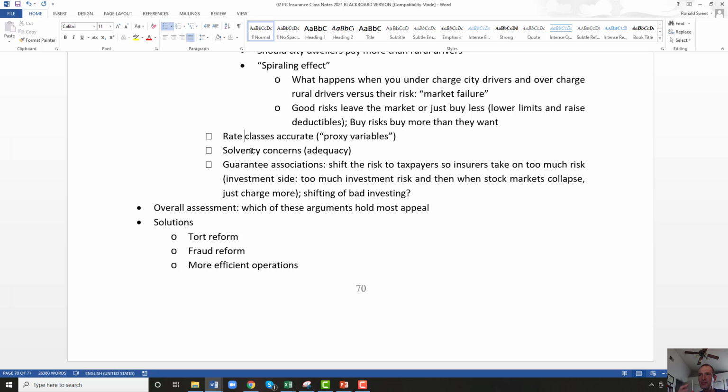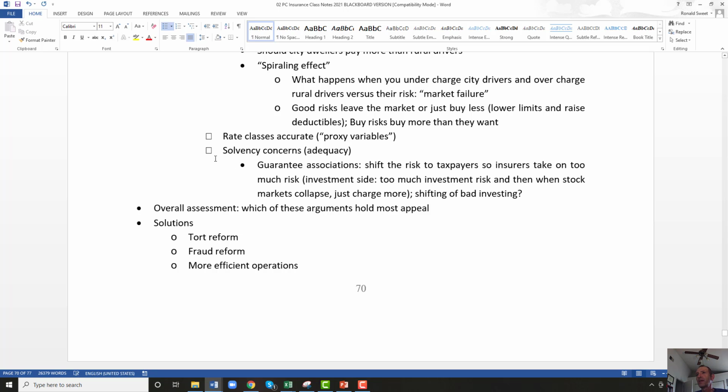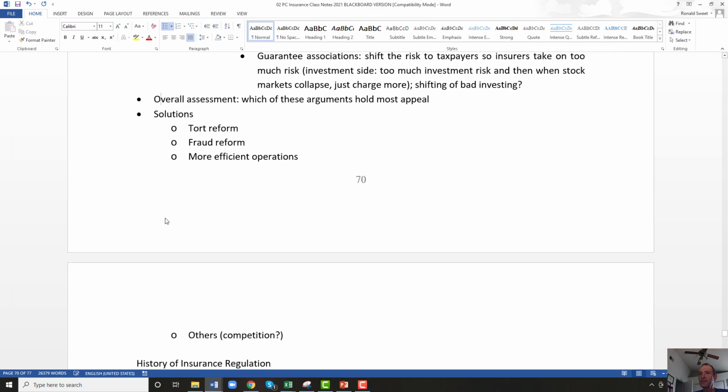So insolvency is a cost, and I probably should have indented this as part of the solvency concern. Ultimately, if the regulators do not let insurance companies charge adequate rates, that solvency issue is going to come back onto the stockholders. Onto the taxpayers, back onto the taxpayers. So that was that article.